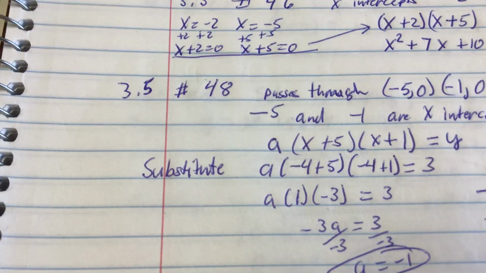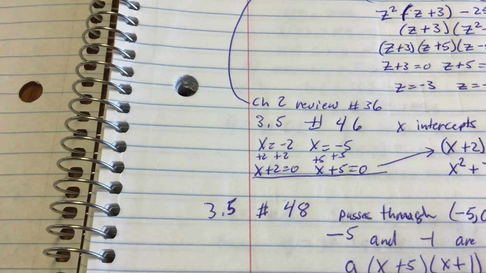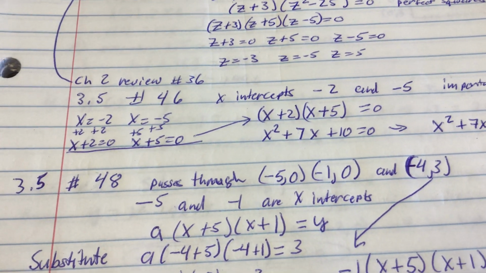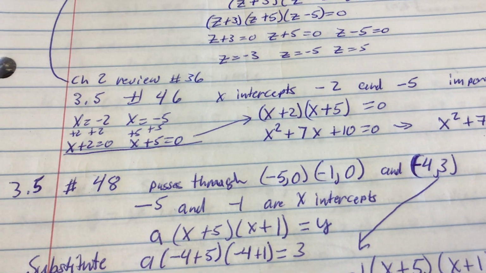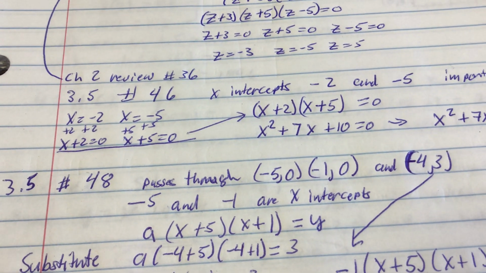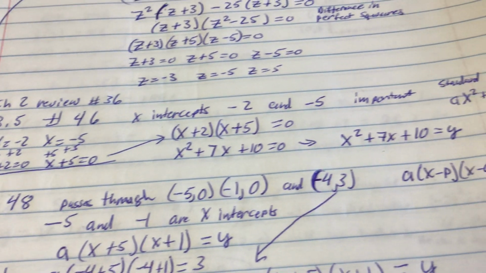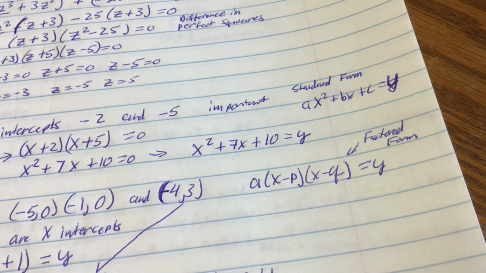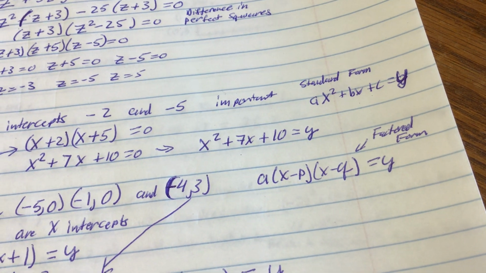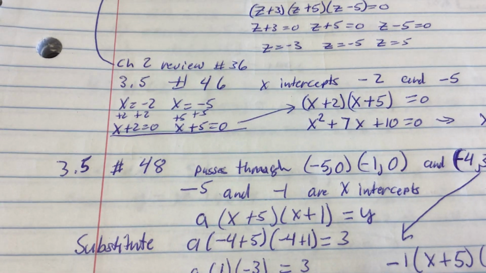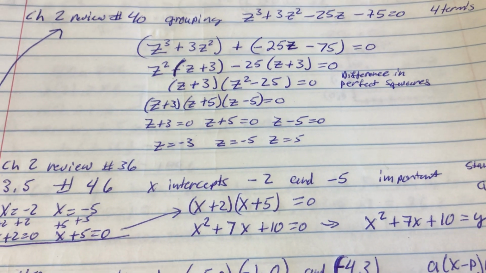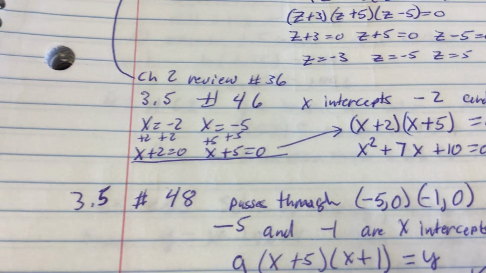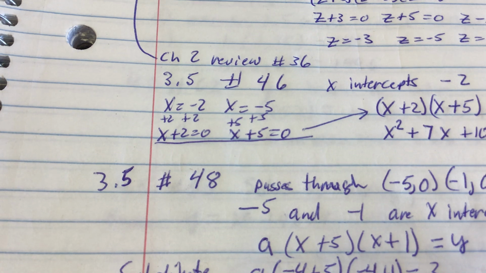All right, going on to set 3-5, number 46. It gives you the two x-intercepts as negative 2 and negative 5. I promise you these are on the test. So x-intercepts of negative 2 and negative 5, and this is going to be needed to put into standard form, which is ax squared plus bx plus c equals y. So how do I do that? Well, if I have the x-intercepts of negative 2 and negative 5, I can write that as x has to equal negative 2 and x has to equal negative 5.